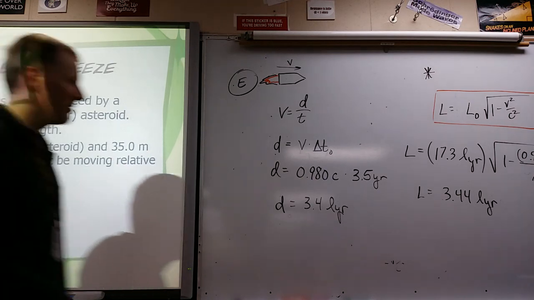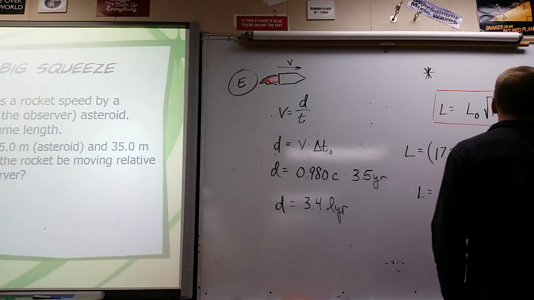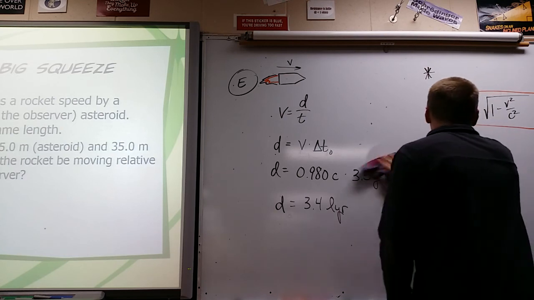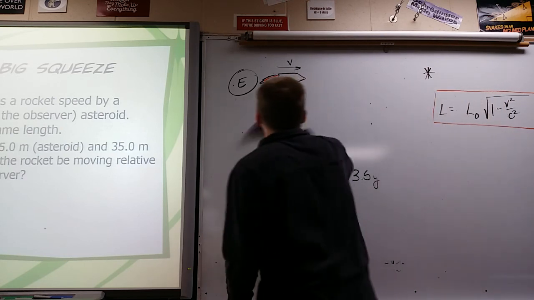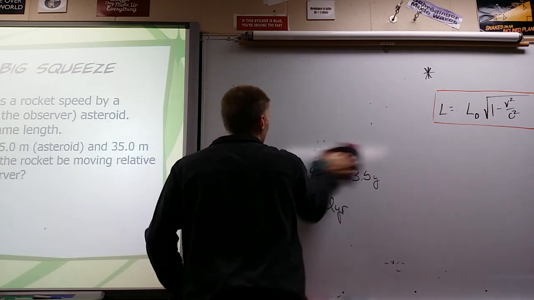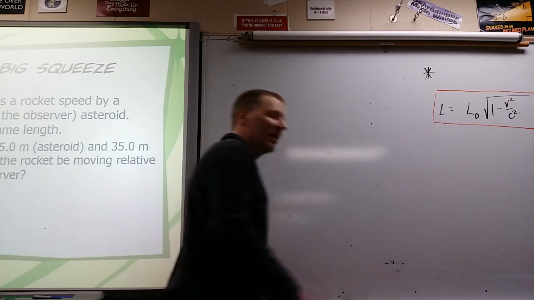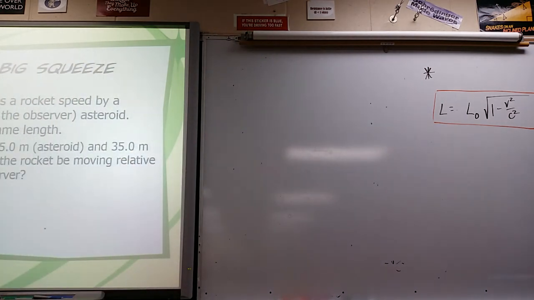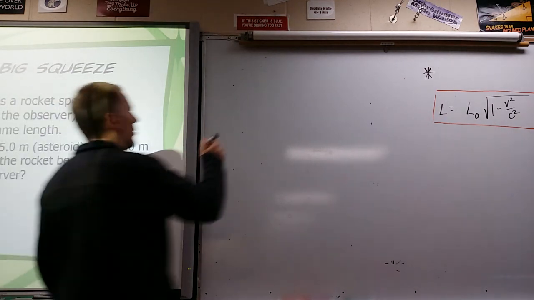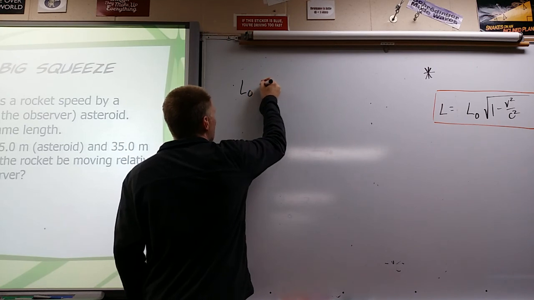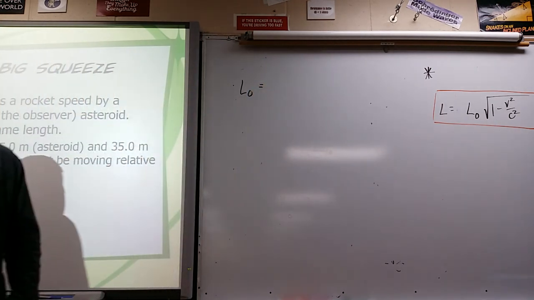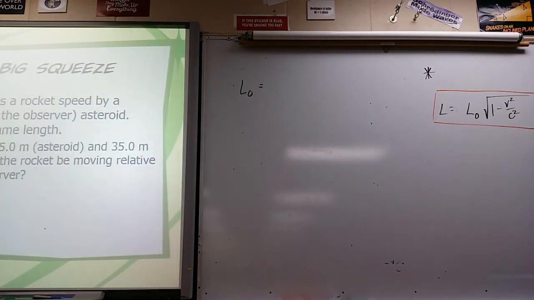Okay, so let's do this. And again, the hard part is deciding what's L, what's L not. We're looking at the ship and trying to figure out how fast the ship is going. If you were moving along with the ship, you would measure L naught. According to the description here, what would you measure for L naught? 25, because that observer is moving along with the ship?